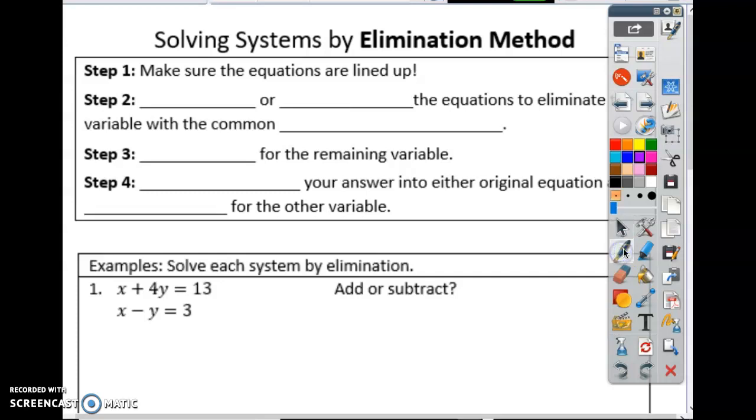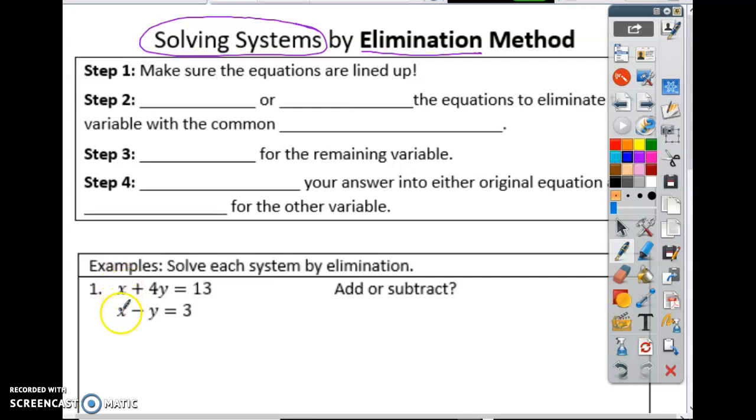Okay, guys, today we are still working on solving systems, but we are doing the elimination method. Elimination is just how it sounds. You have to eliminate one thing in order to solve for the other thing. So we are going to be eliminating something, getting rid of it. So the steps: make sure that the equations are lined up.